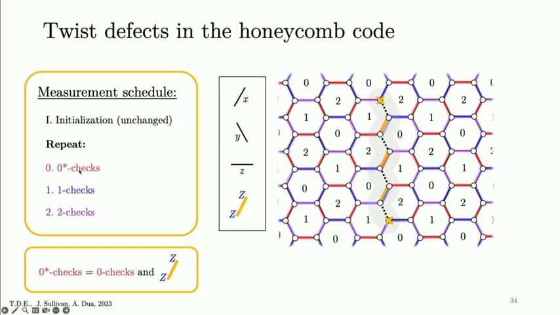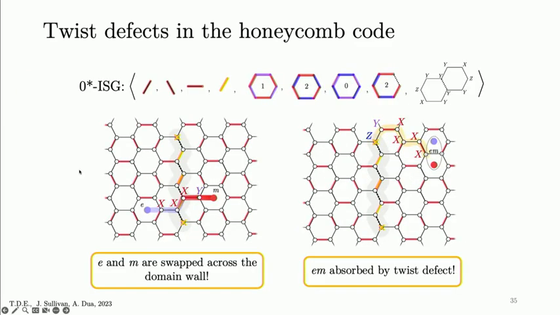How do we see that? We can go ISG by ISG and see that there's a pair of twist defects in the instantaneous stabilizer groups. So here's the zero ISG. It, of course, includes the zero checks, except for the ones that have been removed along this domain wall. It includes the two-body short string operators.